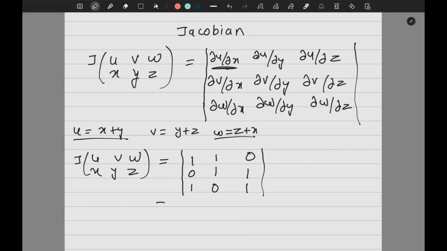So you can use your calculator to get the determinant value, or you can solve it like this. 1 times (1 minus 0), then minus 1 times (0 minus 1), then plus 0, means it will become 0. So this will be 1 plus 1, that is 2. So that will be the answer. So this is a very direct question. You can have different values of U, V, W to complicate things.